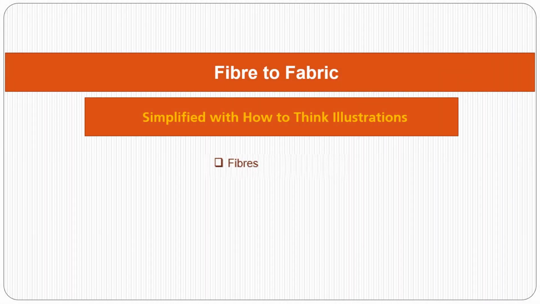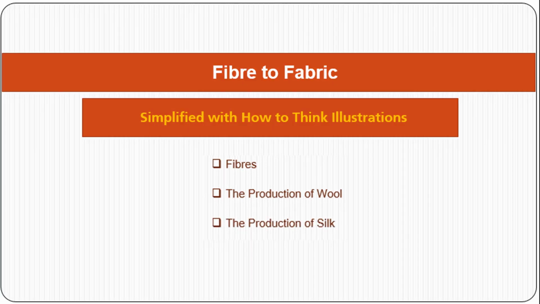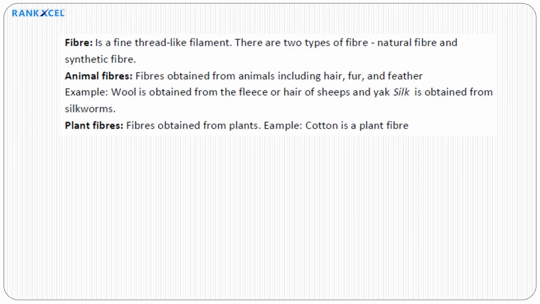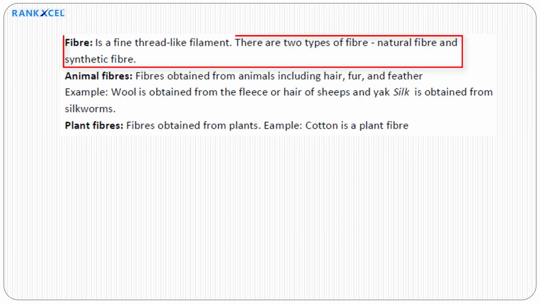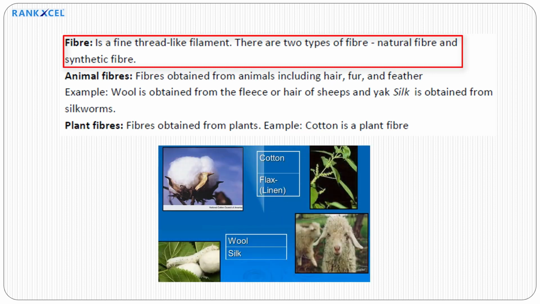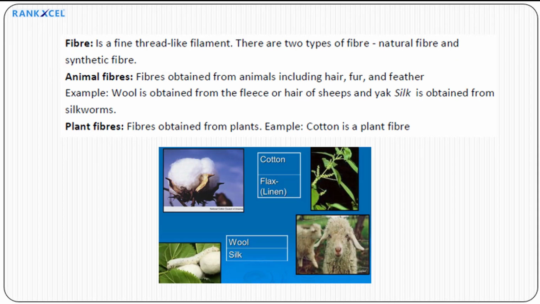The topics covered are fibers, the production of wool, and the production of silk. Fiber is a fine thread-like filament. There are two types of fiber: natural fiber and synthetic fiber.